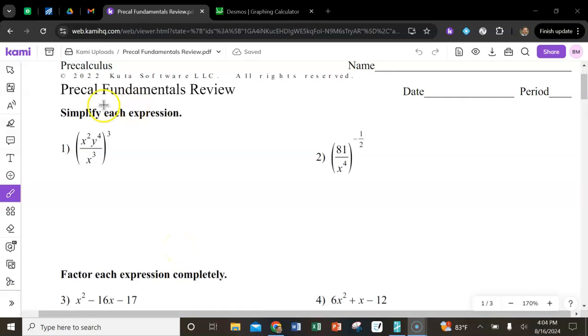In this video, I'm going to go over the review for our first test. The first couple questions deal with exponent properties. First thing I would do on number 1 is distribute that exponent in. When you do that, you're going to multiply.